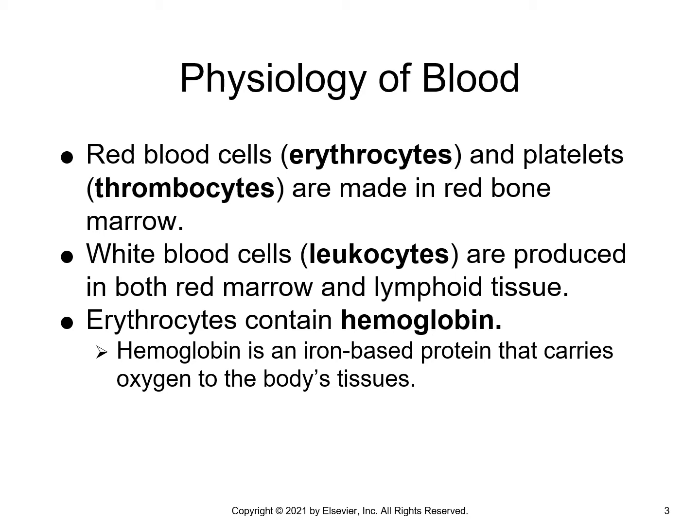Now, erythrocytes, or our red blood cells, are known for containing hemoglobin. And hemoglobin is an iron-based protein that is the responsible part of the red blood cell for carrying oxygen. So a red blood cell without hemoglobin is not able to carry oxygen out into the tissues of the body.